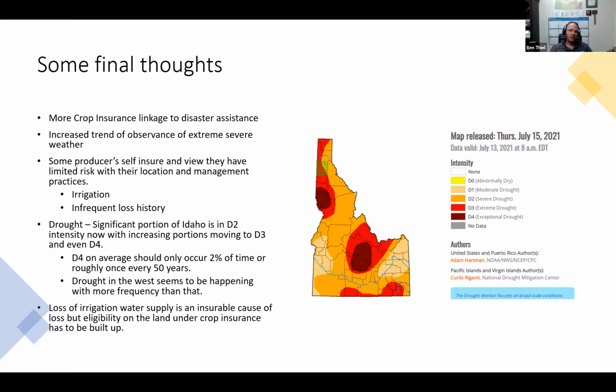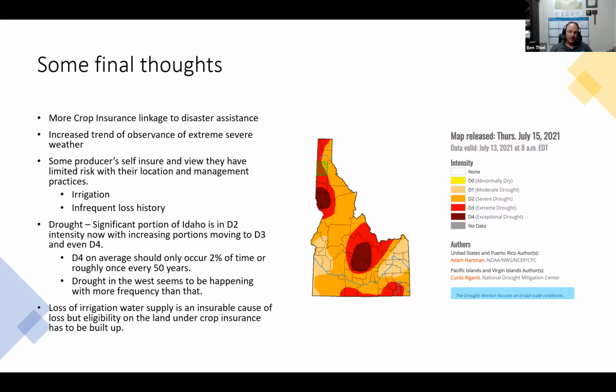looking ahead, more crops are going to be linked to disaster. More crop insurance is going to have linkage to disaster assistance, if disaster assistance is even available. There's an increased trend of observances of extreme severe weather in our region and everywhere.